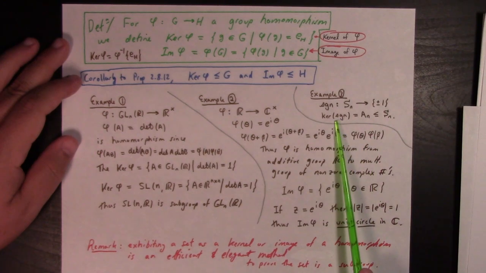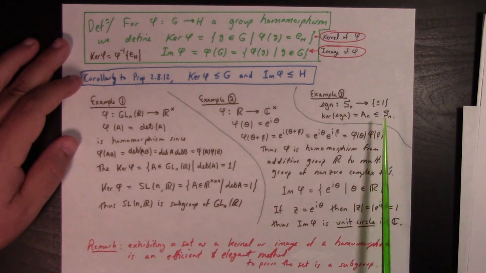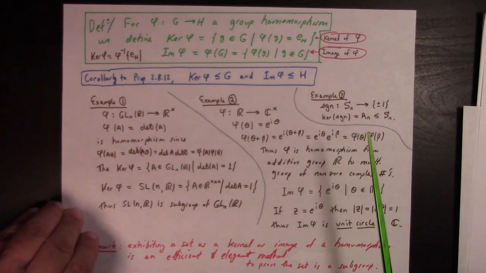More to the point here, the interesting thing is that the kernel of the sign function is the alternating group, the set of even permutations, which then is shown to be a subgroup of S_n. So pretty nice application of the kernel and image, I think, here.